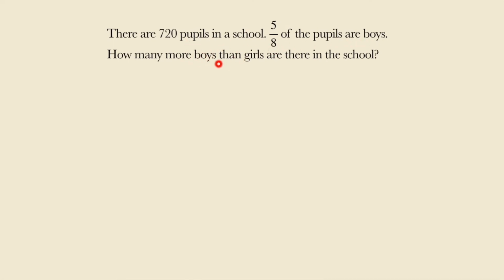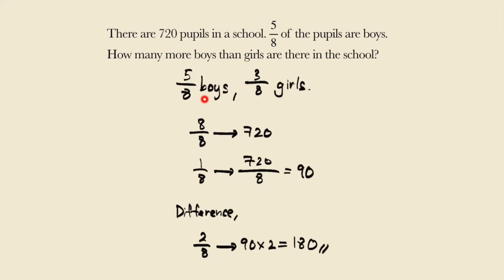720 pupils in the school, 5/8 are boys. Okay, what's the difference between boys and girls? Alright, so if 5/8 are boys, that just means 3/8 are girls. In this case, I took a different approach. I took it as 8/8, total is 720, 1 unit is 90. Now, can you see that the difference between the boys and girls is 2 units? So I found 2/8, because 1 unit is 90, 2/8 is therefore 180.